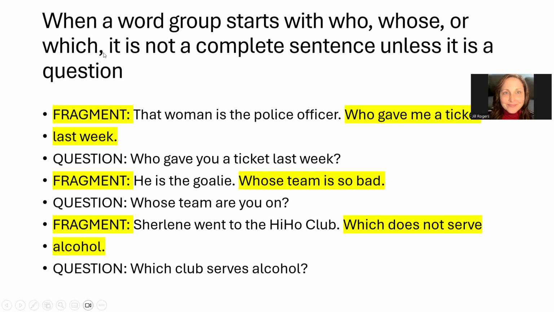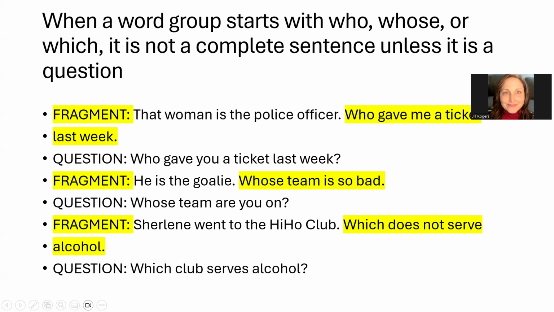and of what as well. It is not a complete sentence unless it is a question. For example, if you wrote, "That woman is the officer who gave me a ticket last week." When you write, "who gave me a ticket last week," it sounds like a question. But here they're linking this, modifying. This is the police officer who gave me a ticket. So that's why that's a fragment.